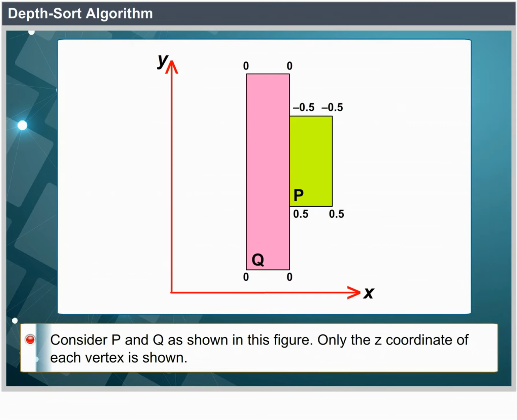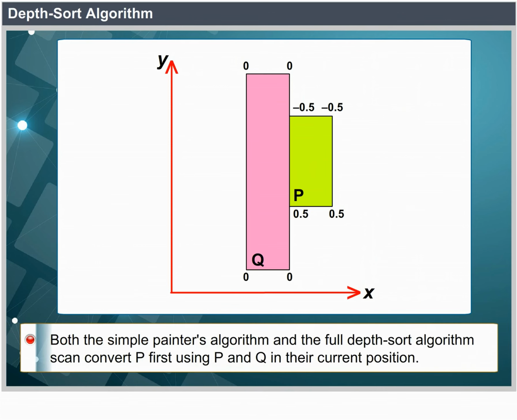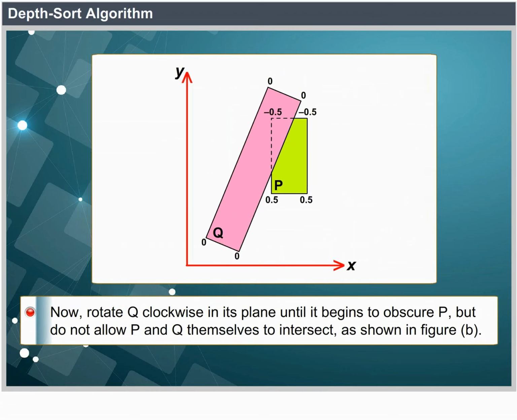Consider P and Q as shown in this figure. Only the Z coordinate of each vertex is shown. With P and Q in their current position, both the simple painter's algorithm and the full depth sort algorithm scan convert P first. Now rotate Q clockwise in its plane until it begins to obscure P, but do not allow P and Q themselves to intersect, as shown in figure B.